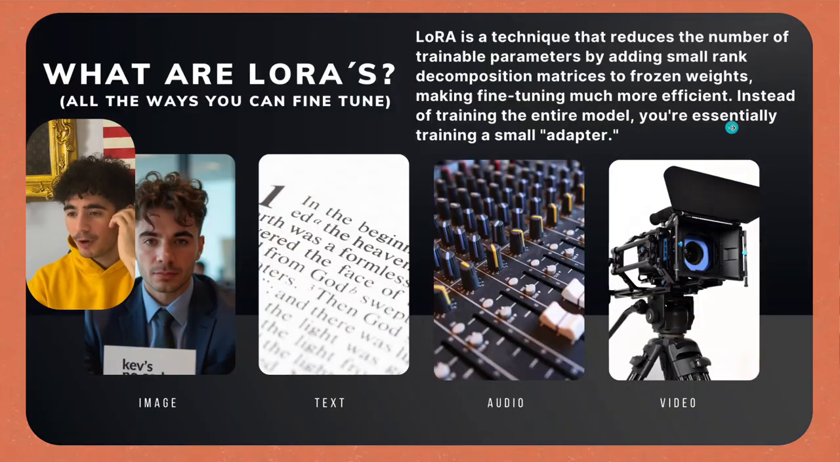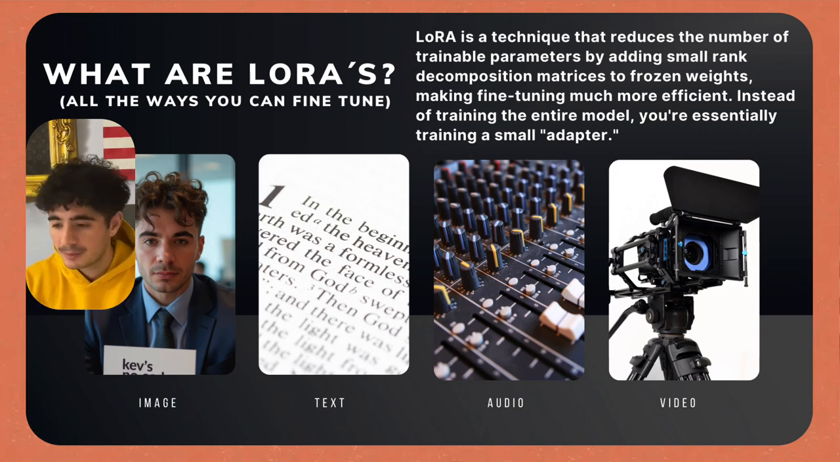So first off, guys, what is LoRA? A LoRA is a technique that reduces the number of trainable parameters by adding, and so on. But the basic way that you can understand this is that we're grabbing a small portion of an already existing AI model and we're customizing it with the data that we add to it. And there's four main ways that you can customize AI. You can do it through image models, text models, audio models, or video models.